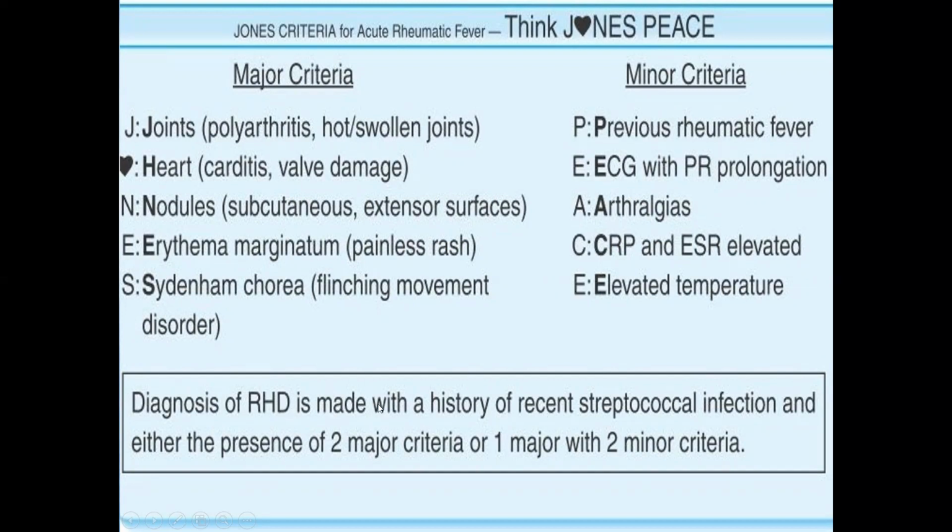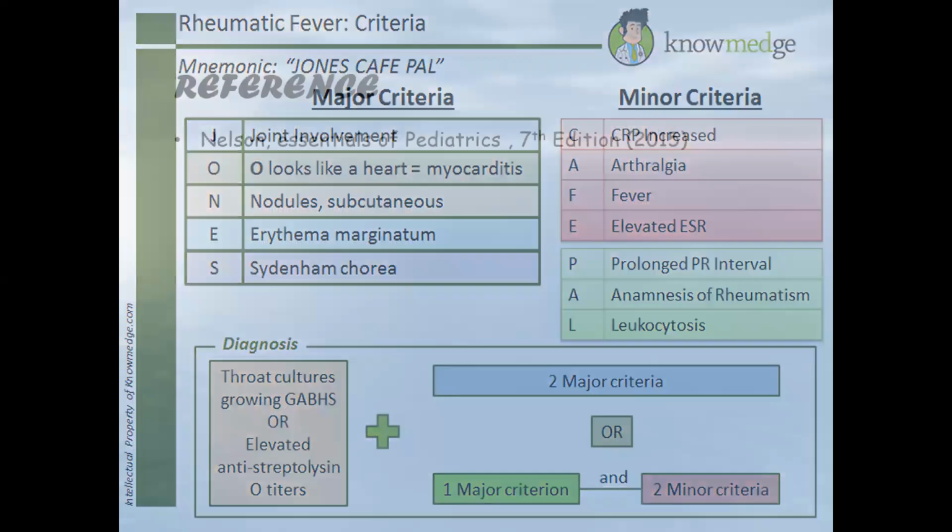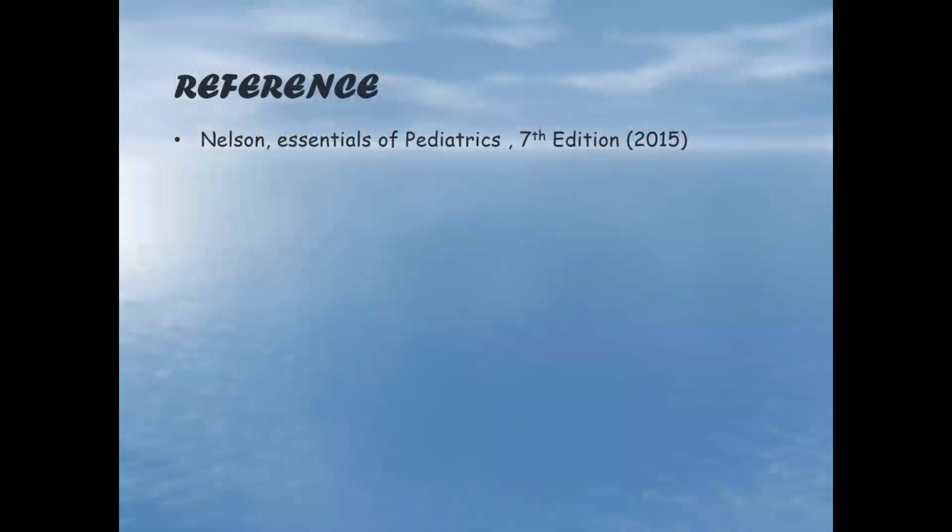So as we already mentioned, diagnosis of rheumatic heart disease is made with a history of recent streptococcal infection and either the presence of two major criteria or one major with two minor criteria. This is basically another mnemonic. So that's all about revised Jones criteria.